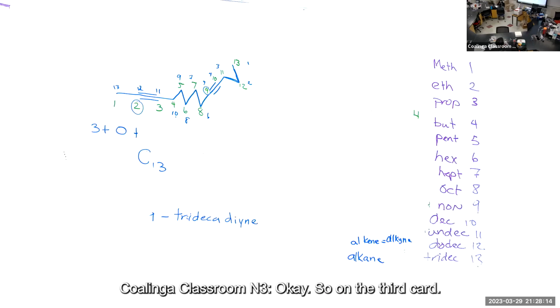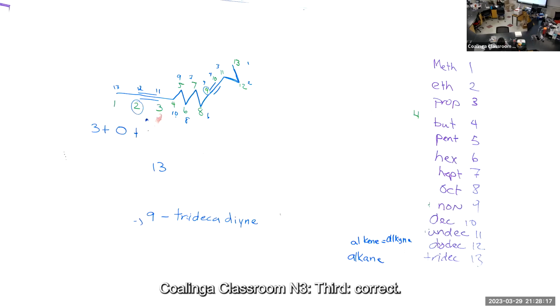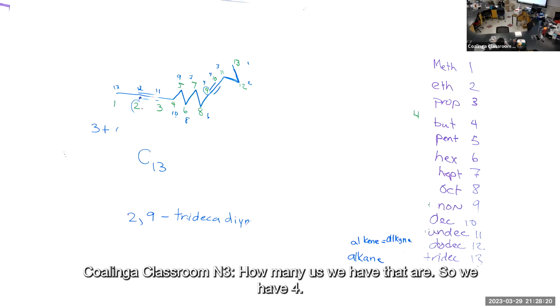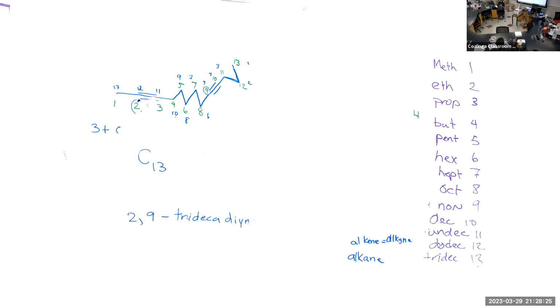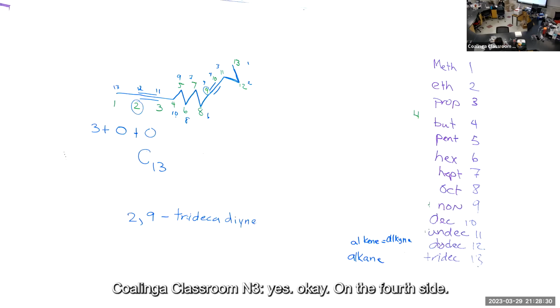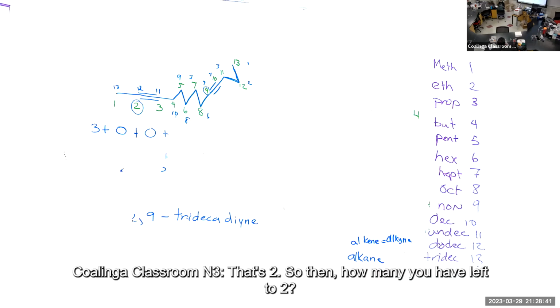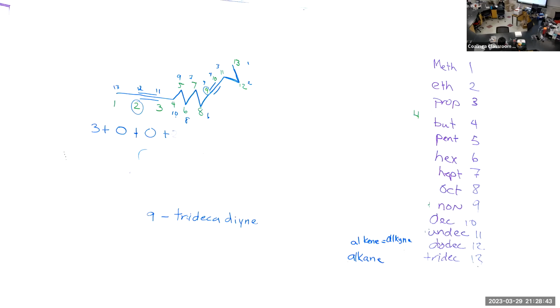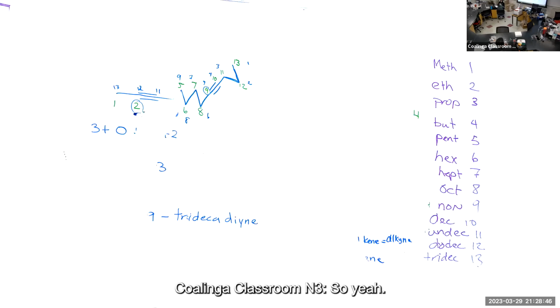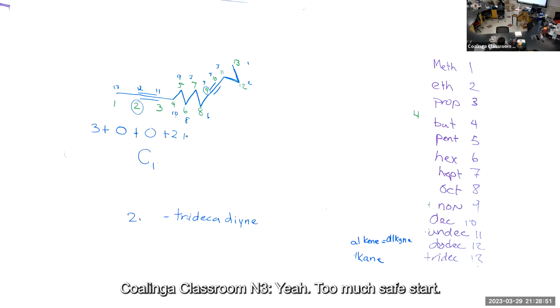Okay, so on the third carbon, how many lines do we have that are connected? Technically, this is a connecting line. So we have 4: 1, 2, 3, 4. Right? We don't have room for anything else. Okay, on the fourth carbon, how many lines do we have connected? There's one coming this way, one coming that way. So that's 2. So how many do we have left? 2. Okay. So fifth carbon, we have 2 lines coming together. So we have 2 left. Sixth carbon.